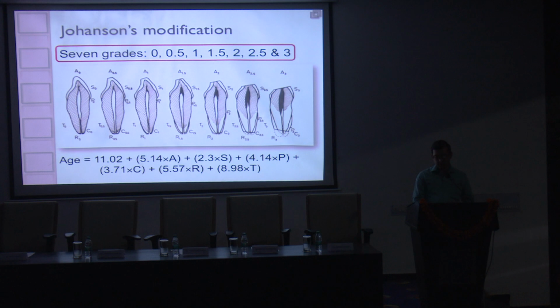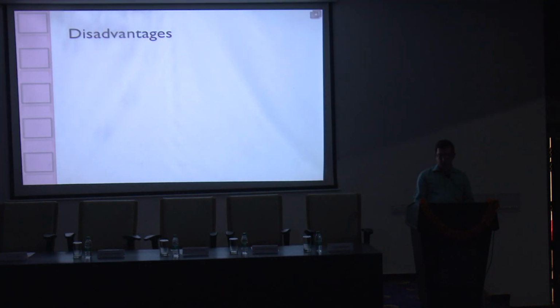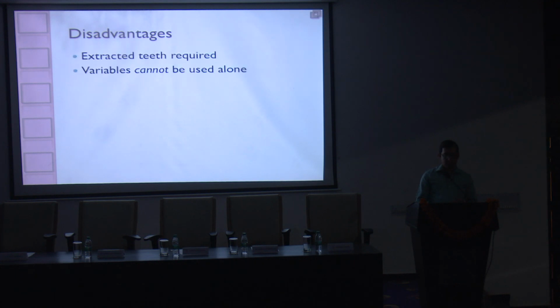In spite of this modification suggested by Johanson, there still are certain disadvantages. One of the biggest disadvantages is that you need to have extracted teeth, which means if you have a living subject, you can't really estimate the age unless the tooth is indicated for extraction. Another disadvantage is that the variables can't be used alone. You need to have all 6 of them together. Only then can we use the method.